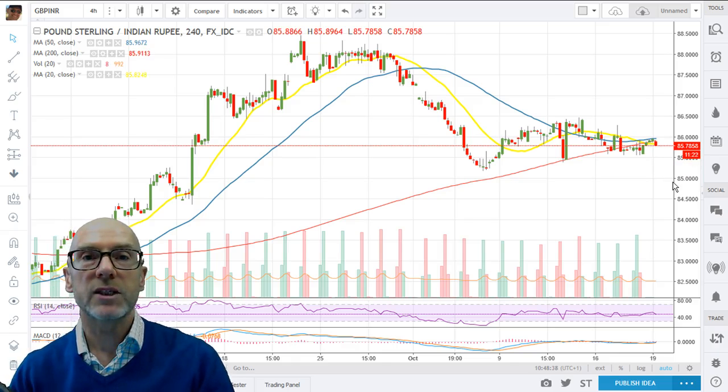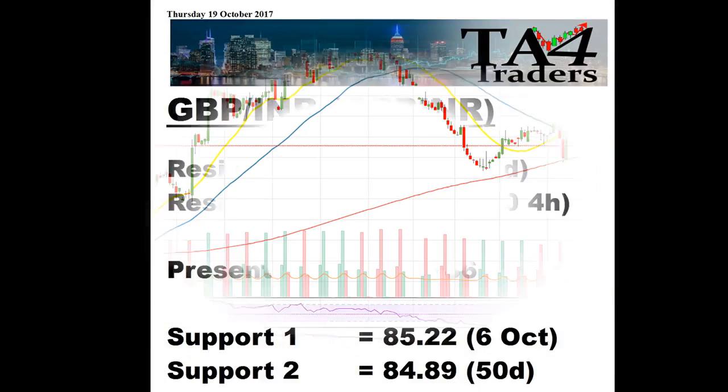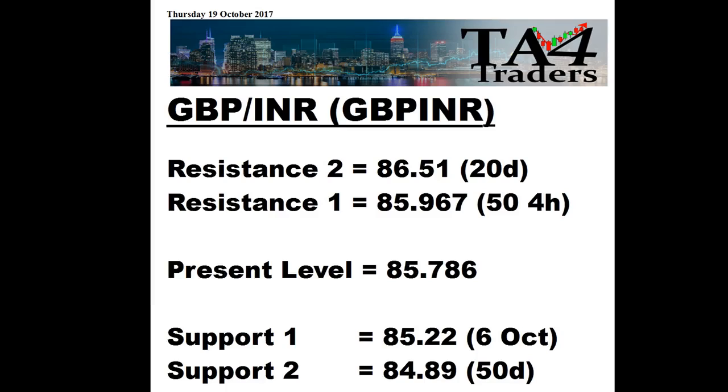Looking at the support and resistance levels, first resistance is the 50 of the 4-hour, 85.97. Then the 20-day comes into play, 86.51, with supports from the 6th of October, 85.22, and the 50-day, 84.89. So that's been TA for Traders, having a look at the pound against the Indian rupee.